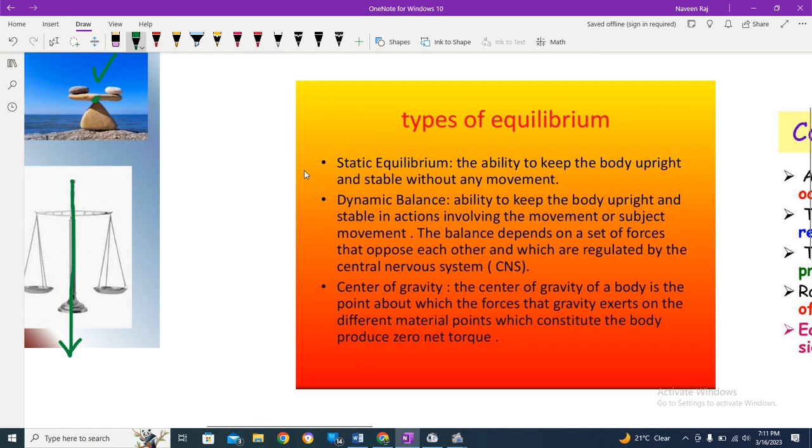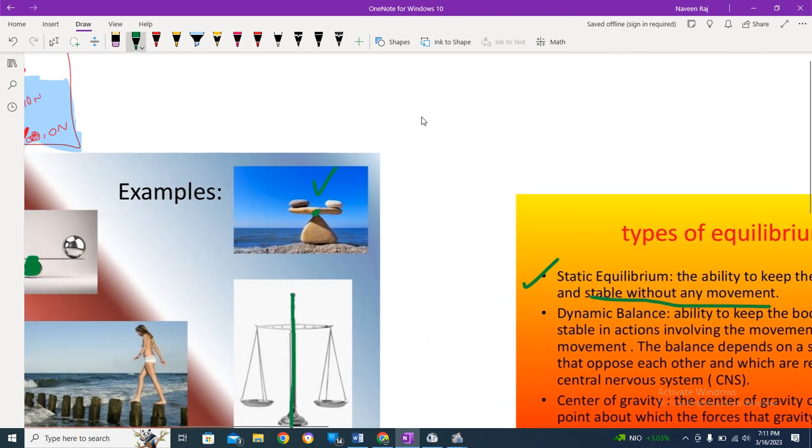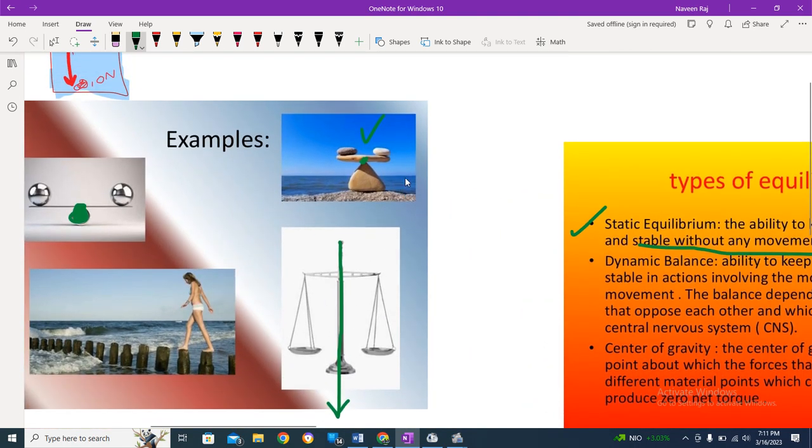Static equilibrium: the ability to keep the body upright and stable without any movement. What does that mean? Body upright and stable without any movement, just look at this word, stable, and without any movement. Now this one over here is a stable equilibrium, the body is stable and there's no movement.